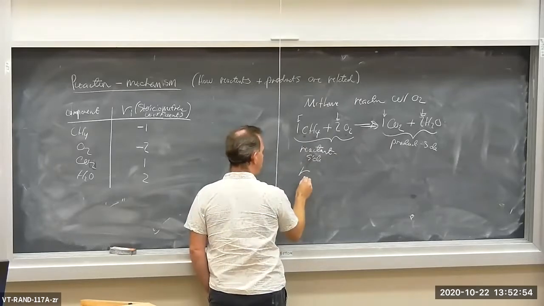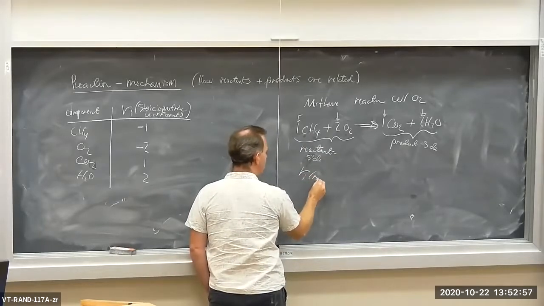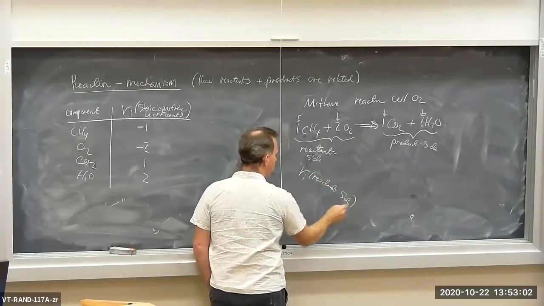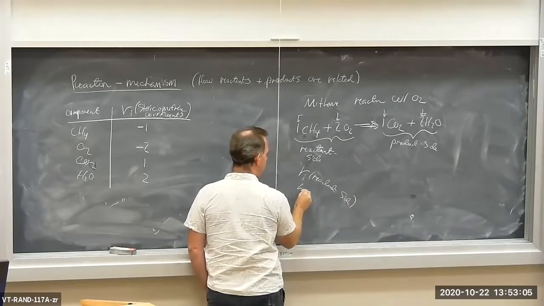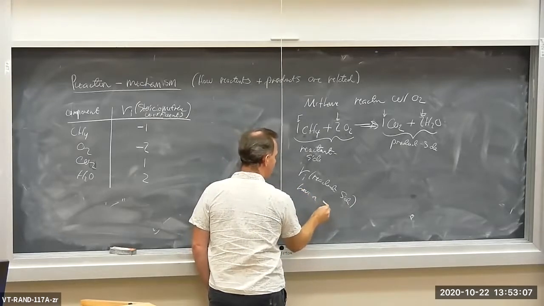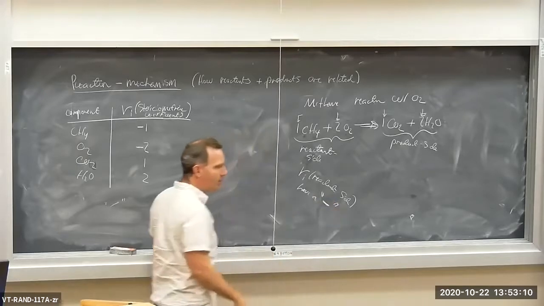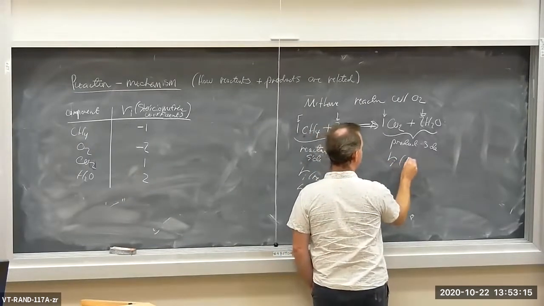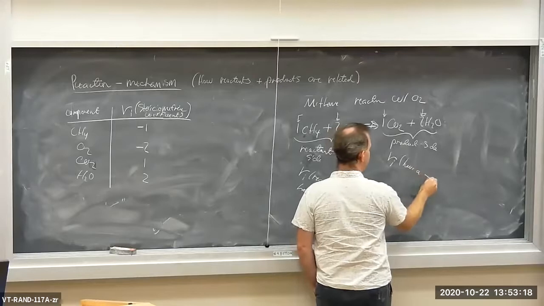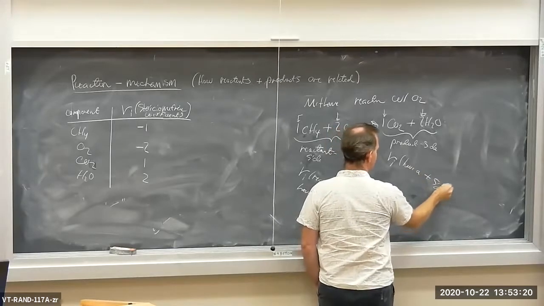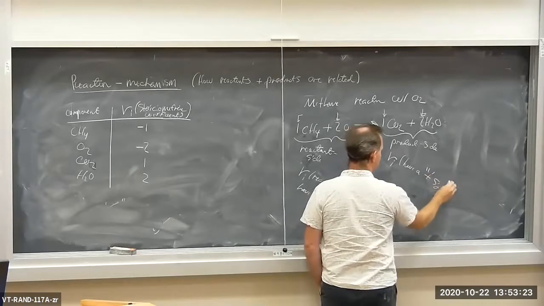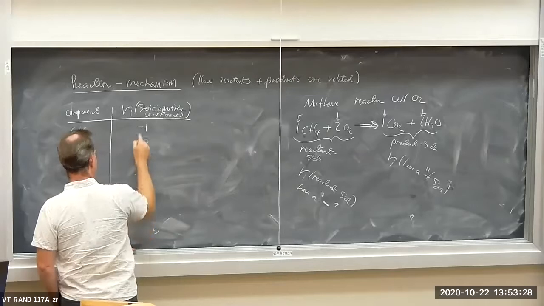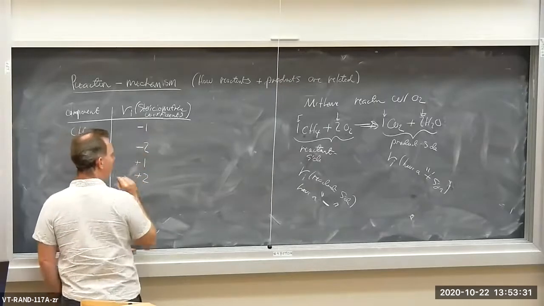So V sub I on the reactant side have a negative sign, and on the product side, these stoichiometric coefficients have a positive sign, okay? Positive sign, negative sign. Reactants, products, okay?